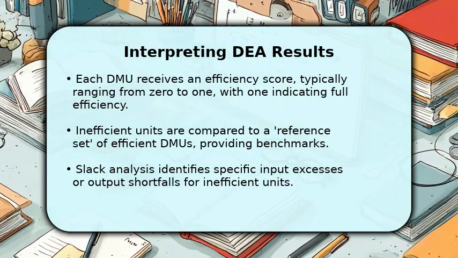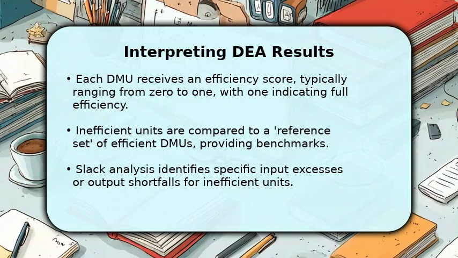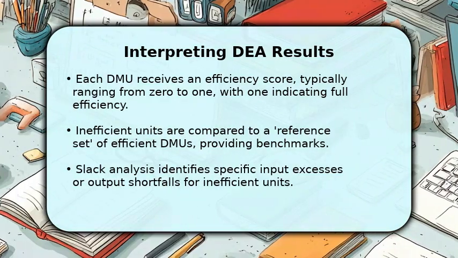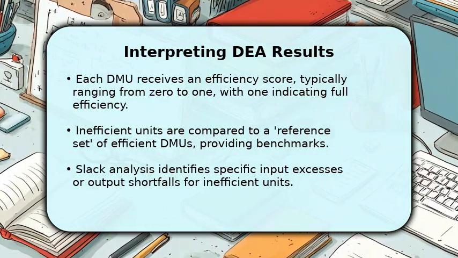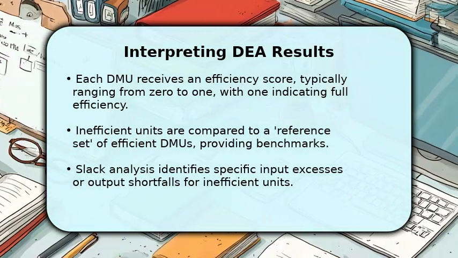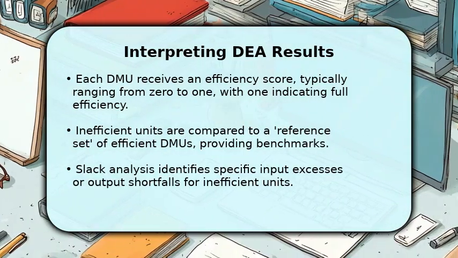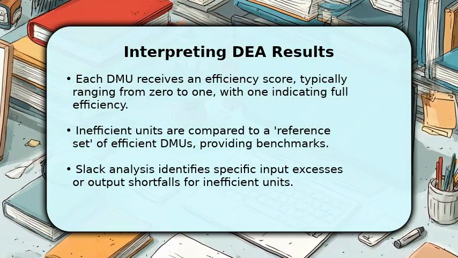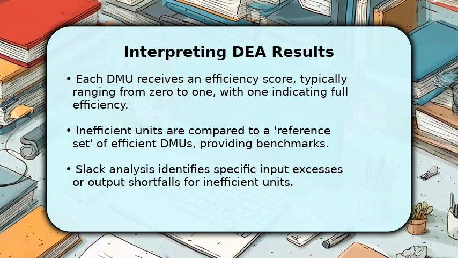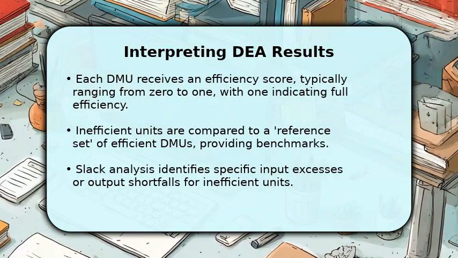Interpreting DEA results is crucial for actionable insights. Each DMU receives an efficiency score, typically between 0 and 1, where 1 indicates full efficiency. Inefficient units will have a reference set of efficient DMUs, providing benchmarks for improvement. Slack analysis identifies specific input excesses or output shortfalls. For instance, an inefficient unit might need to reduce its 300 staff hours or increase its 20 patient discharges to become efficient.